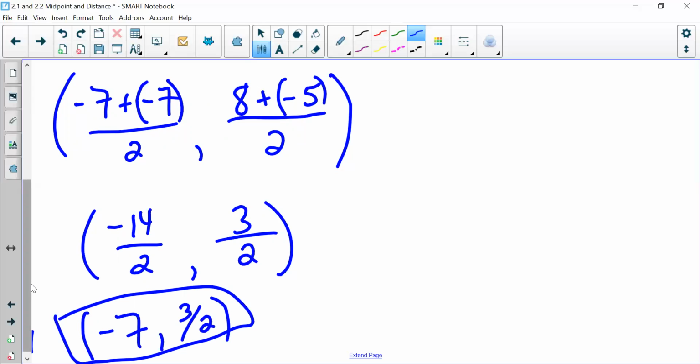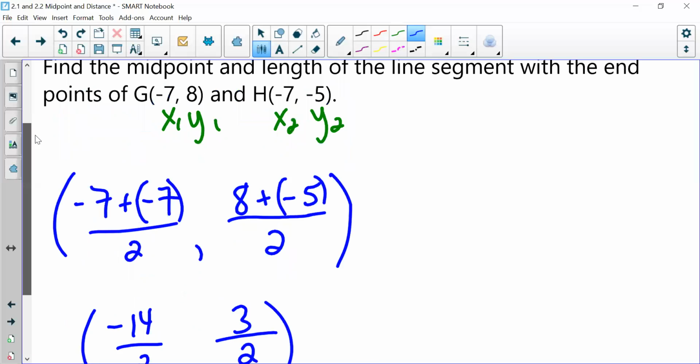So you don't always have a whole number in the middle of your line. It doesn't always exactly work out to whole number points, and that's okay. We can leave that as -7 and 3/2 or 1.5.